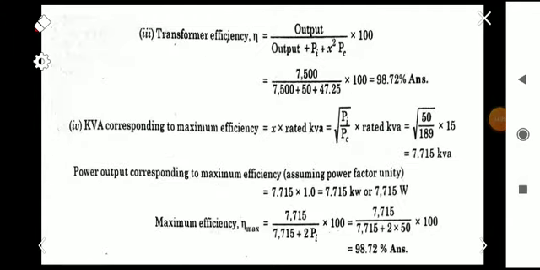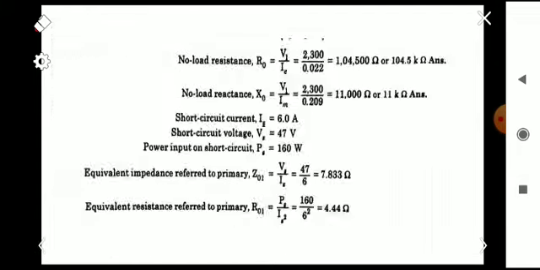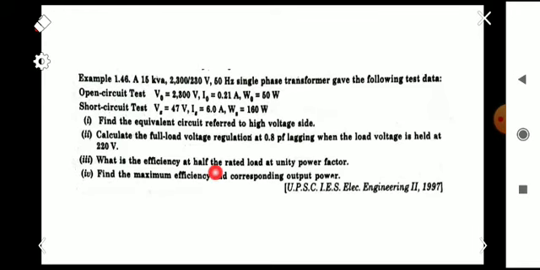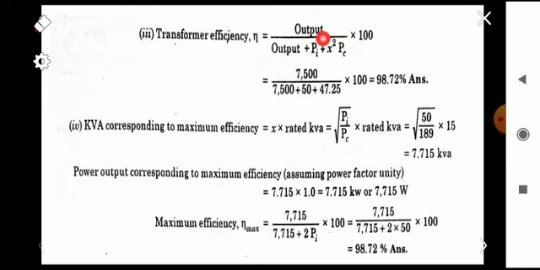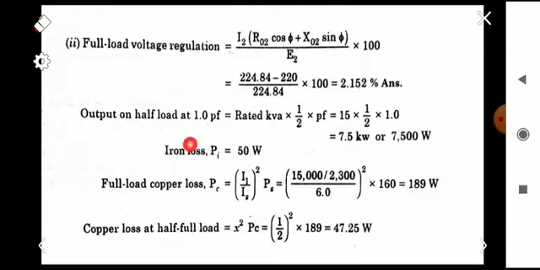The equation for efficiency is output by output plus losses. Here the losses are iron loss and copper loss. Pi is the iron loss and x square Pc is the copper loss. Here Pc is the full load copper loss, and x is the load ratio. In the question they asked to find the efficiency at half the rated load, so we have to find the corresponding output at half the rated load, at unity power factor.